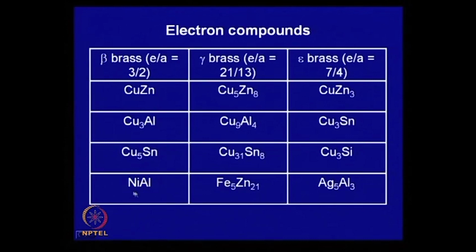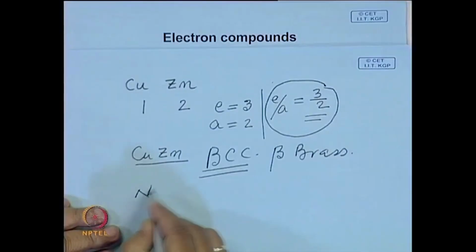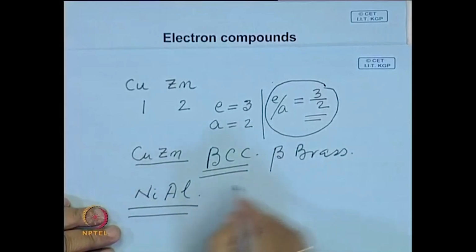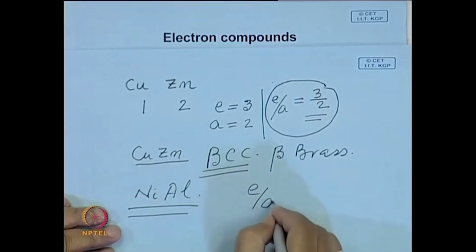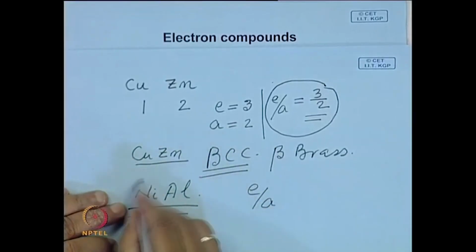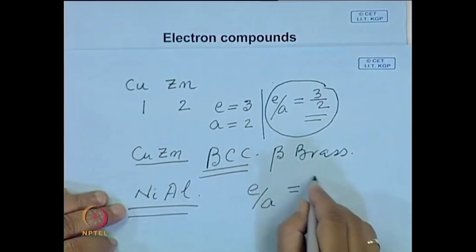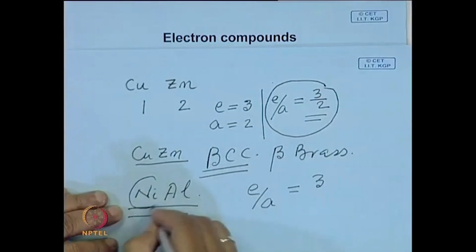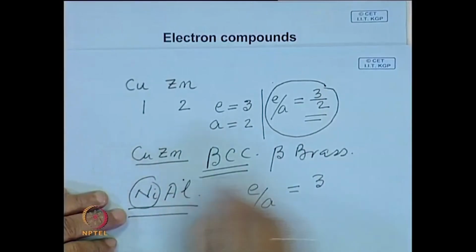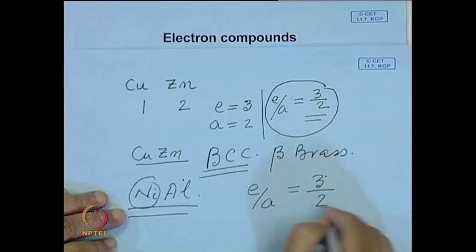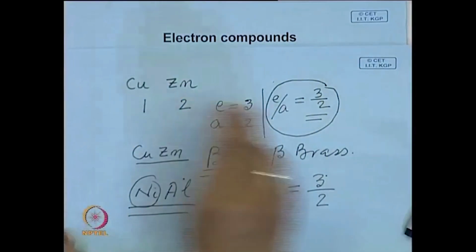Now, whenever you have compound formation like this with a transition element, like nickel aluminum, when you calculate the E by A ratio, you assume the valency of the transition element is 0. So in that case aluminum gives 3 electrons and nickel gives 0. So the total number of electrons is 3 and the number of atoms is 2. So this is 3 by 2.